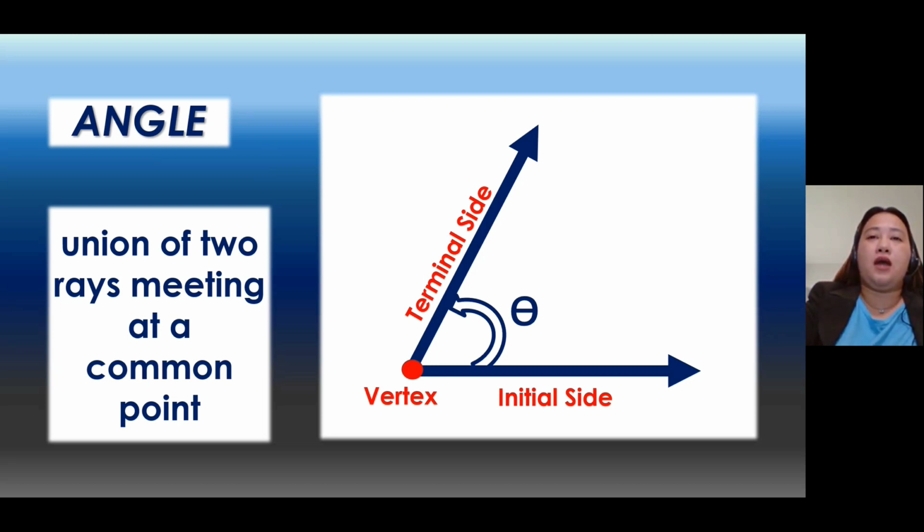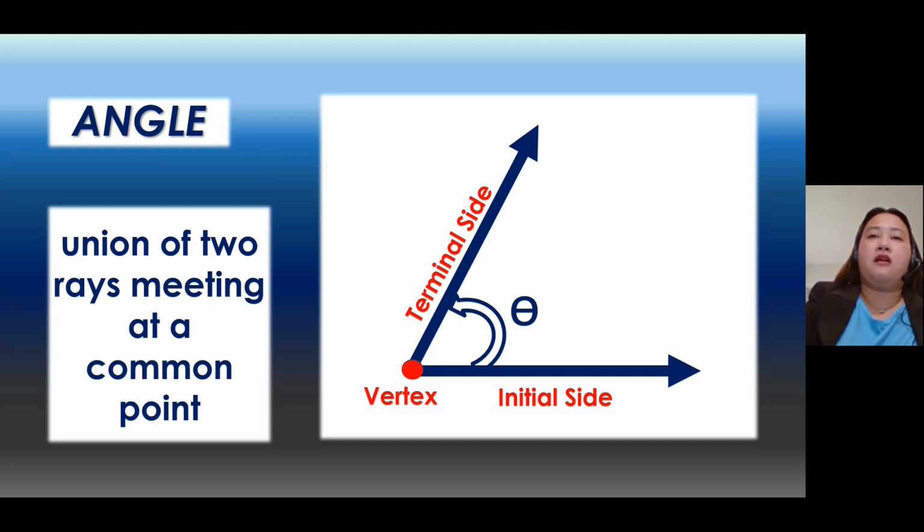If you are going to compare the two, the initial side is the ray or side of the angle that is stationary, while the terminal side is the side of the angle that moves. It is the one that rotates, either clockwise or counterclockwise.